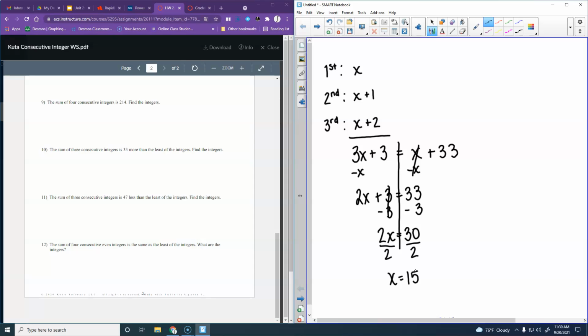Alright, now if you have not done 10 yet, this is 10 on the worksheet, so 15, 16, 17.